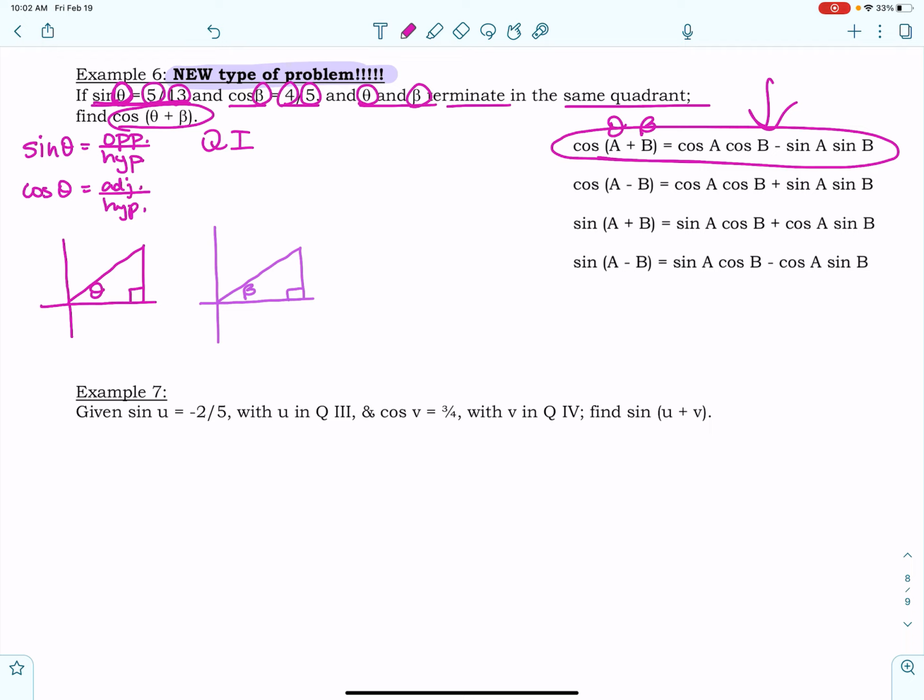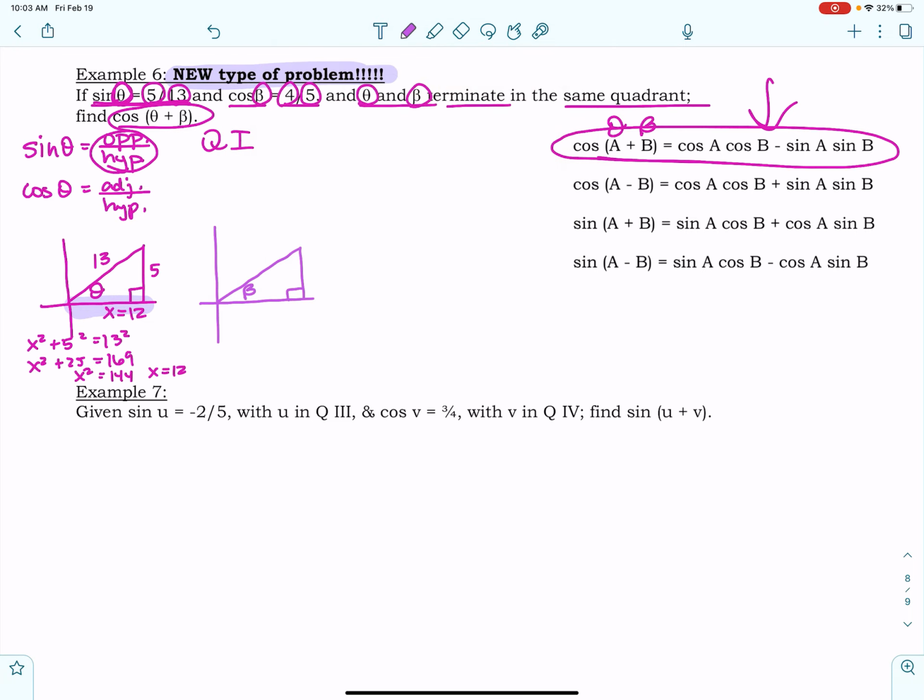All right, so sine theta, remember sine theta, opposite over hypotenuse, so the opposite of theta is 5, and this is 13. So I need to use my Pythagorean theorem to find the other value. So I've got x squared plus 5 squared equals 13 squared. So that's x squared plus 25 equals 169. X squared is equal to 169 minus 25, which is 144. The square root of that is 12. So x equals 12. That's this side right here.